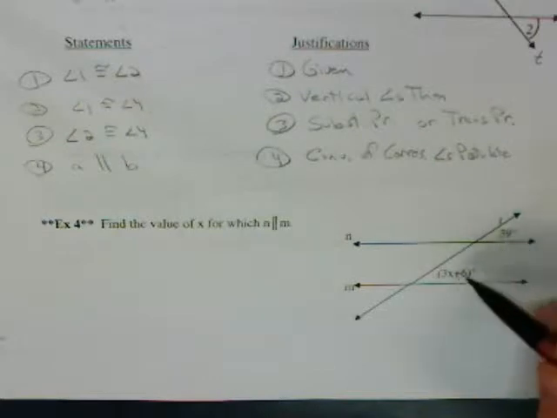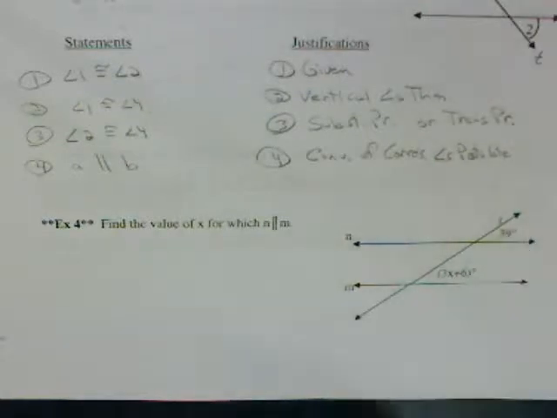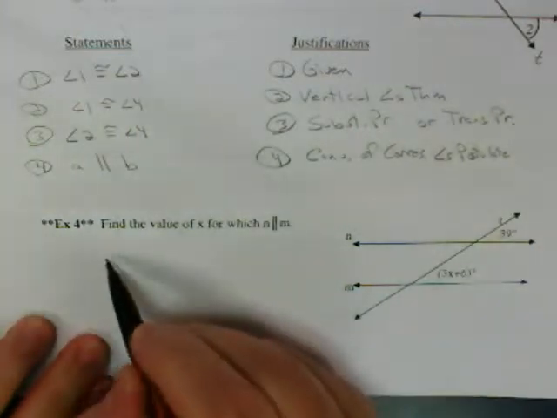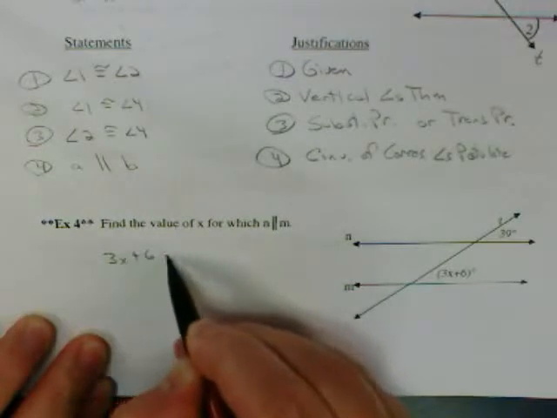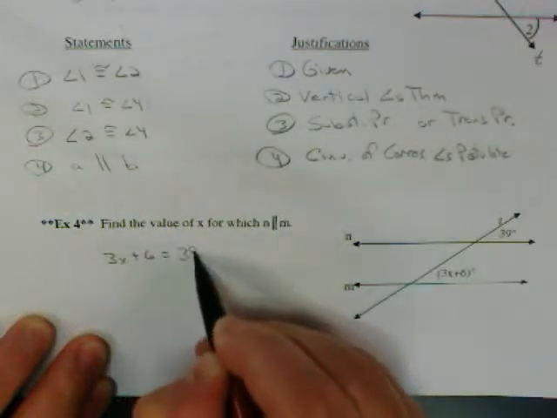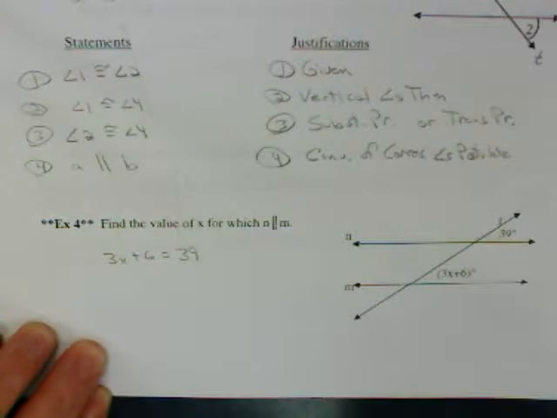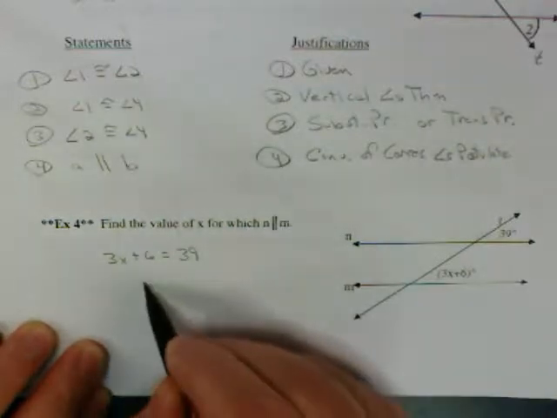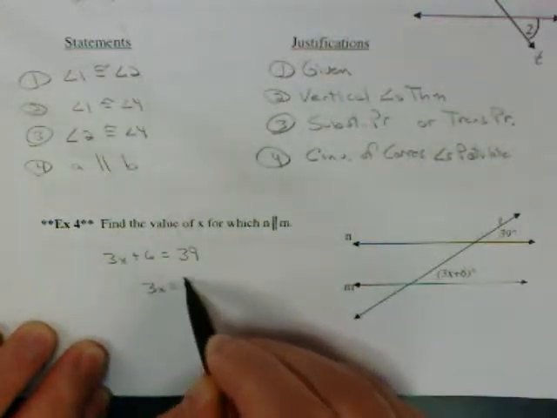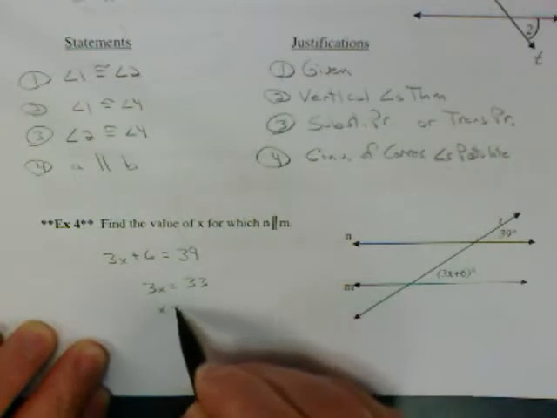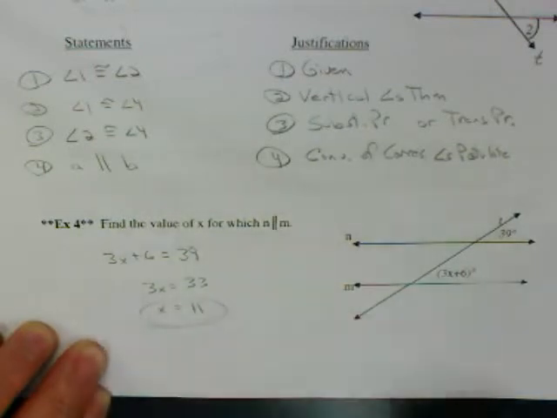So you ask yourself, what kinds of angles did they give us information about? Well, this angle here and that angle there are a pair of corresponding angles. And if these two lines are going to be parallel, corresponding angles must be congruent. So we're going to set the one equal to the other. And now we can solve for x, just like an algebra problem. We're going to subtract 6 from each side, and then divide by 3, and x is 11.